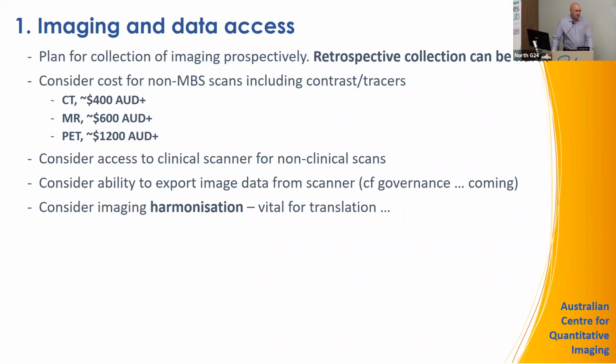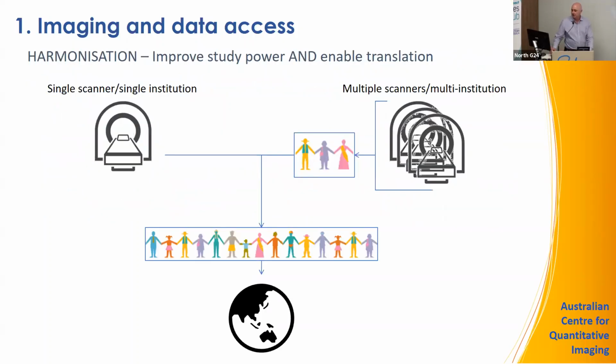We have to be able to export the imaging data from wherever it's collected, and we have to be able to look at how imaging on one scanner relates to imaging on every other scanner, and we call this the harmonization process, which is vital for translating it. So basically, we want to make sure that the imaging we perform on our single institutional scanner, if a patient's imaged there, we're going to get the same image as if they were imaged on scanners somewhere else.